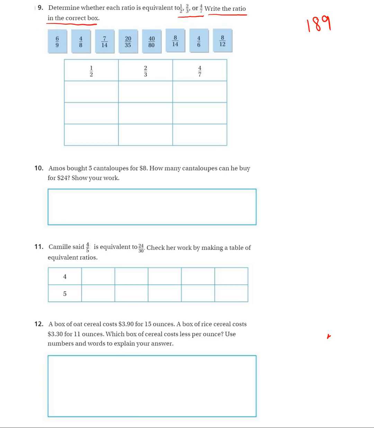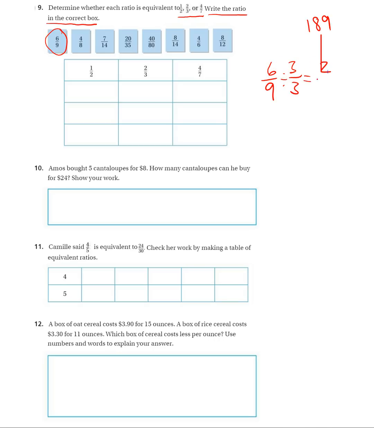Okay, so what it's asking us to do is to look at each one of these one at a time and decide, is 6/9 equivalent to 1/2, 2/3, or 4/7? Okay, so 6/9, and again, you're going to want to use scratch paper, and you have as much as you want. So 6/9, what can go into 6 and 9 evenly? 3 can.